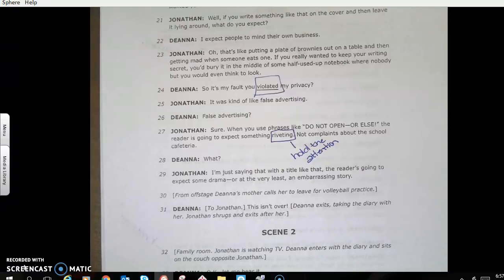All right, I do want to make some notes throughout this scene, so go back through, and just highlight points that may be exposition and rising action.